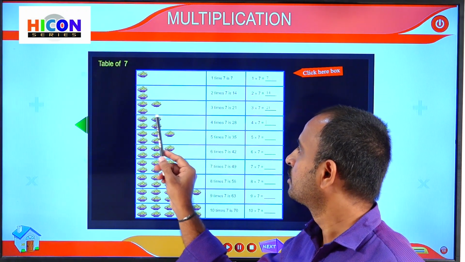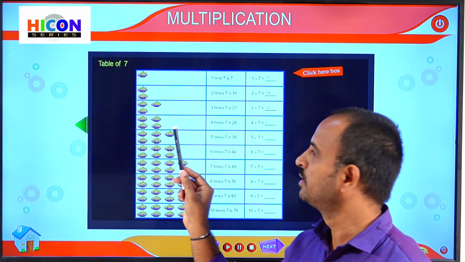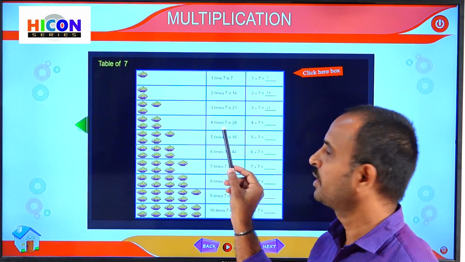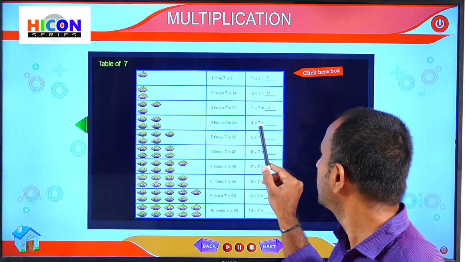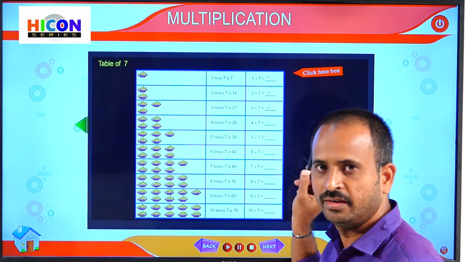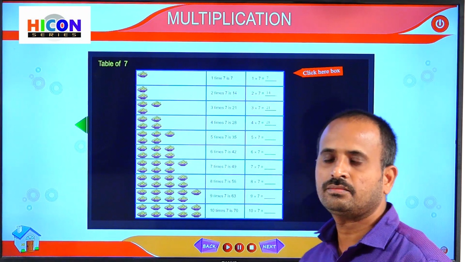See the next one. So there are 4 groups. Each group has 7 sweets. That is 4 times 7. It can be written as 4 into 7. That is 4 7 jar 28. So children, there are total 28 sweets.